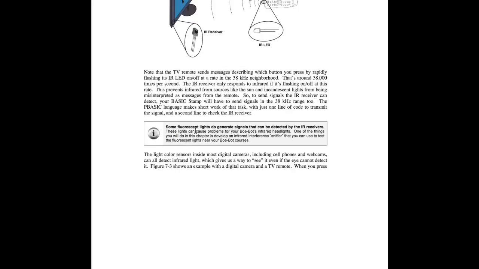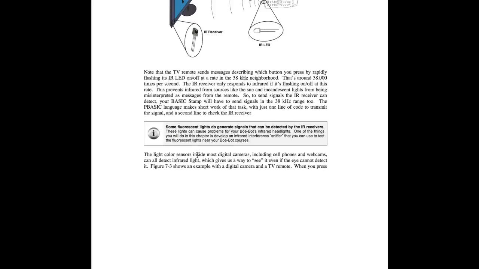And there's a note here: some fluorescent lights do generate signals that can be detected by the IR receivers. These lights can cause problems for your Bobot's infrared headlights. One of the things you will do in this chapter is develop an infrared interference sniffer that you will use to test fluorescent lights near your Bobot courses.